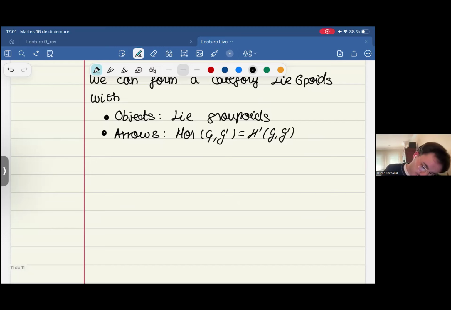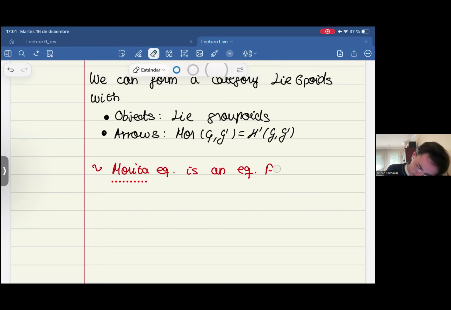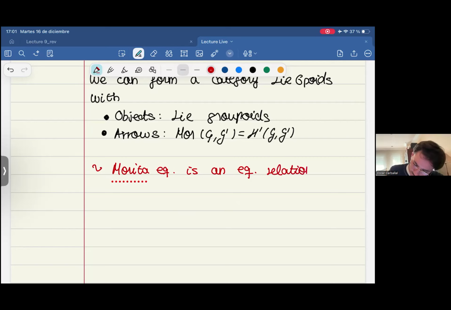So the problem is that in the usual category of Lie groupoids, with just morphisms of Lie groupoids as the set of morphisms, you have a problem with Morita equivalence. But note, if you change the usual morphisms to generalized maps, the problem goes away.